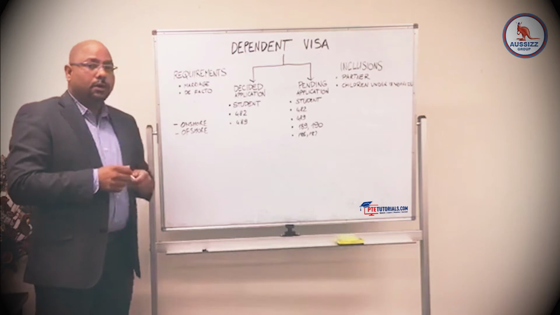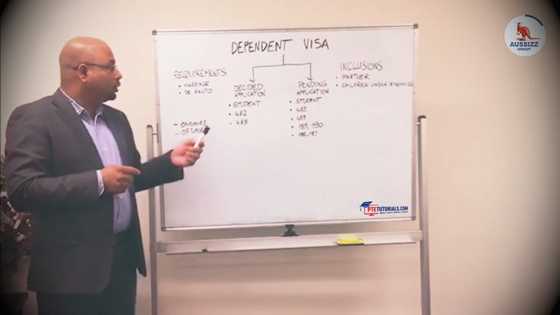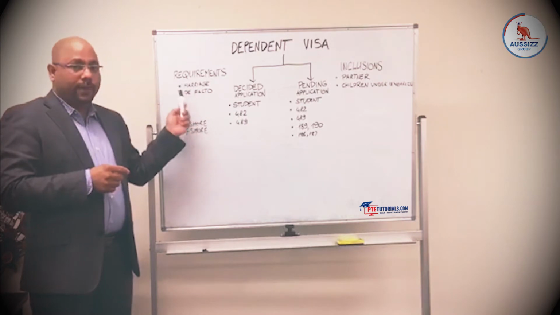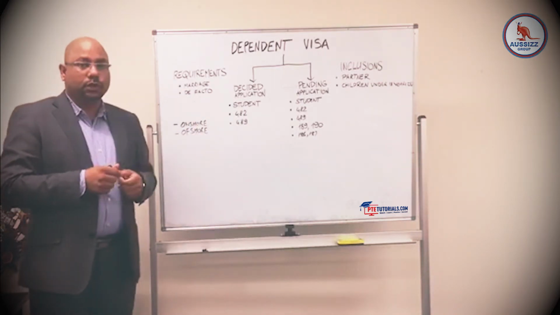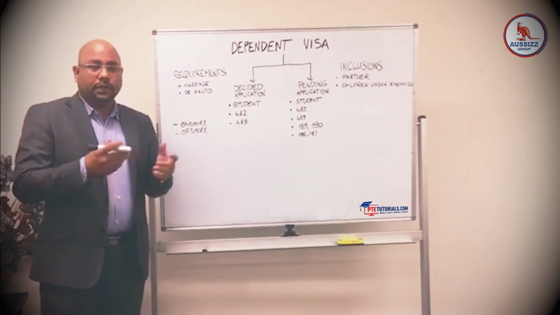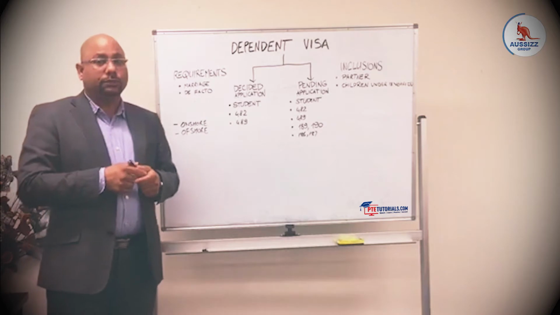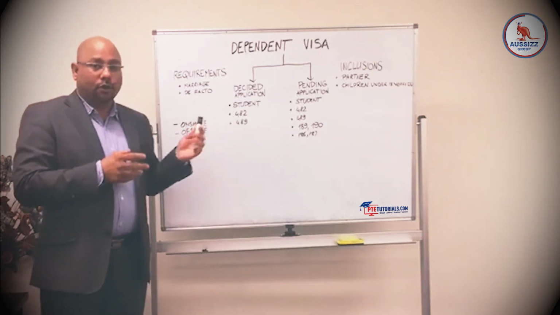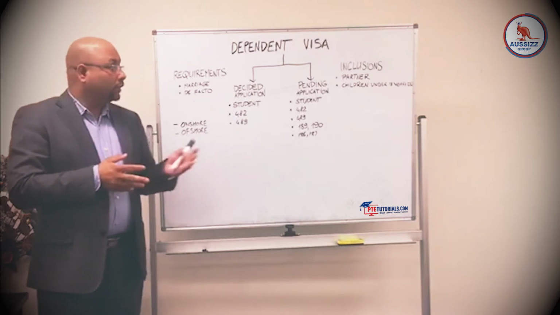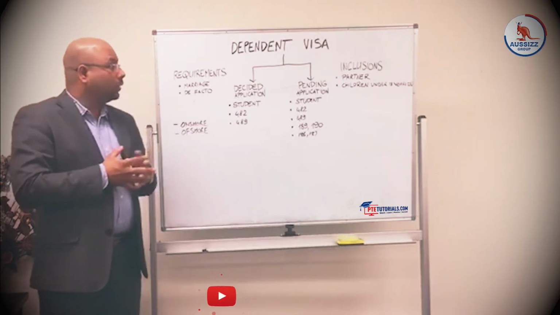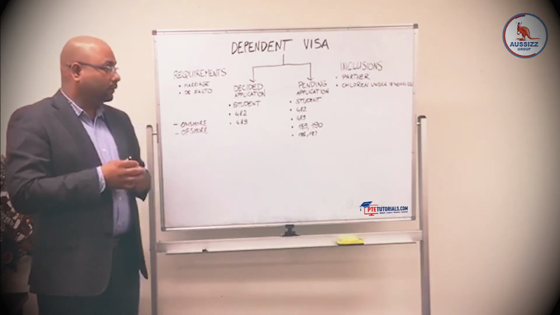If you're talking about a partner dependent, that can be by way of marriage or de facto relationship. We need to make sure that some countries like Nepal, India, Bangladesh don't allow the de facto relationship. So if they are onshore and in a de facto relationship, then they can lodge the dependent visas based on the visa categories.